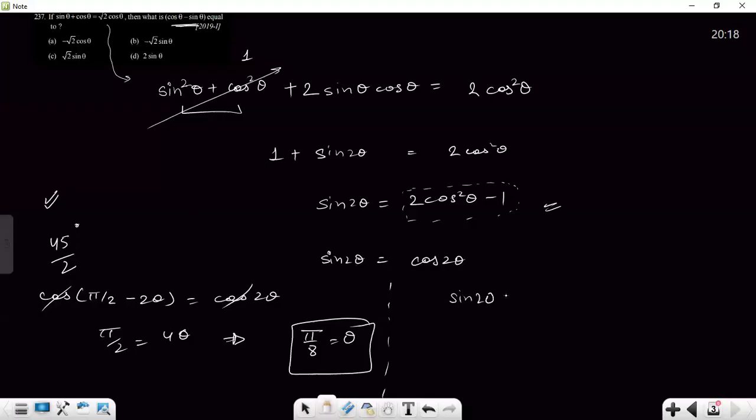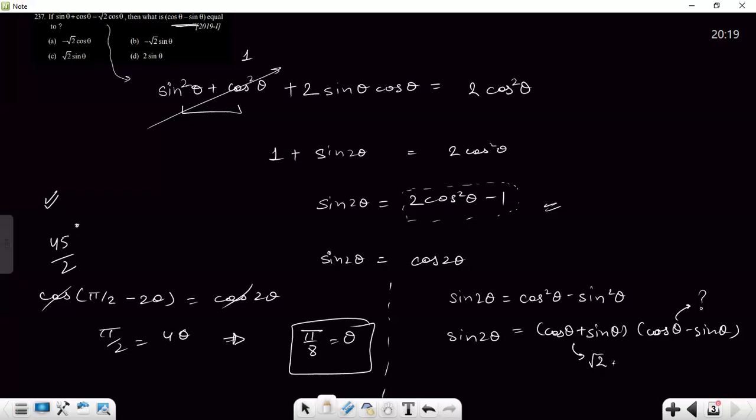sin 2 theta. Cos 2 theta can be written as cos square theta minus sine square theta. A square minus b square is equal to a plus b into a minus b. What we have to find out is cos theta minus sine theta. This is what we have to find out. We know the value of this: cos theta plus sine theta is root 2 of cos theta.